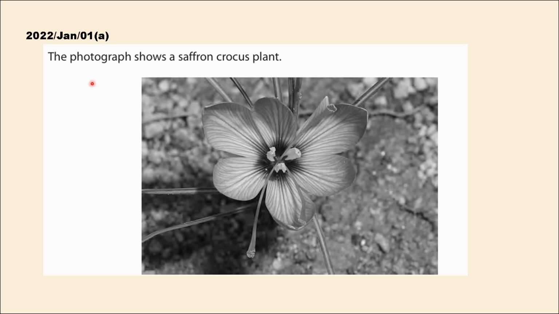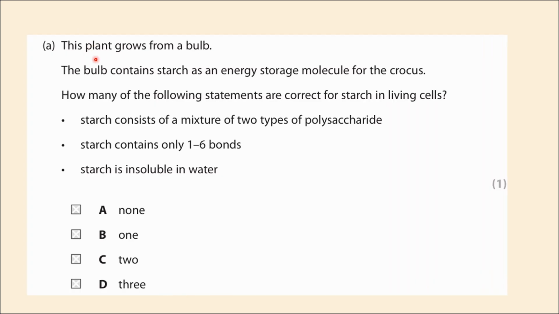The first question related to polysaccharide molecules comes from the January 2022 paper, specifically the first question. In this question, you are provided with a photograph showing a saffron crocus plant. The question states, this plant grows from a bulb. The bulb contains starch as an energy storage molecule for the crocus. In plants, different organs can store energy, and in this case, it's the bulb.